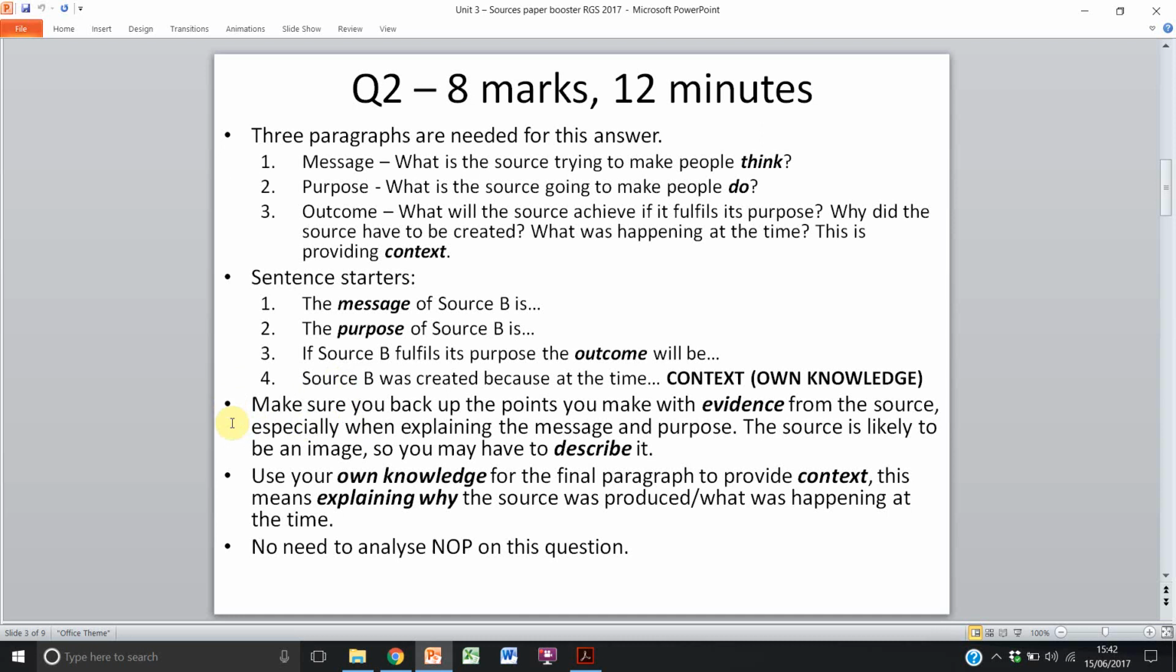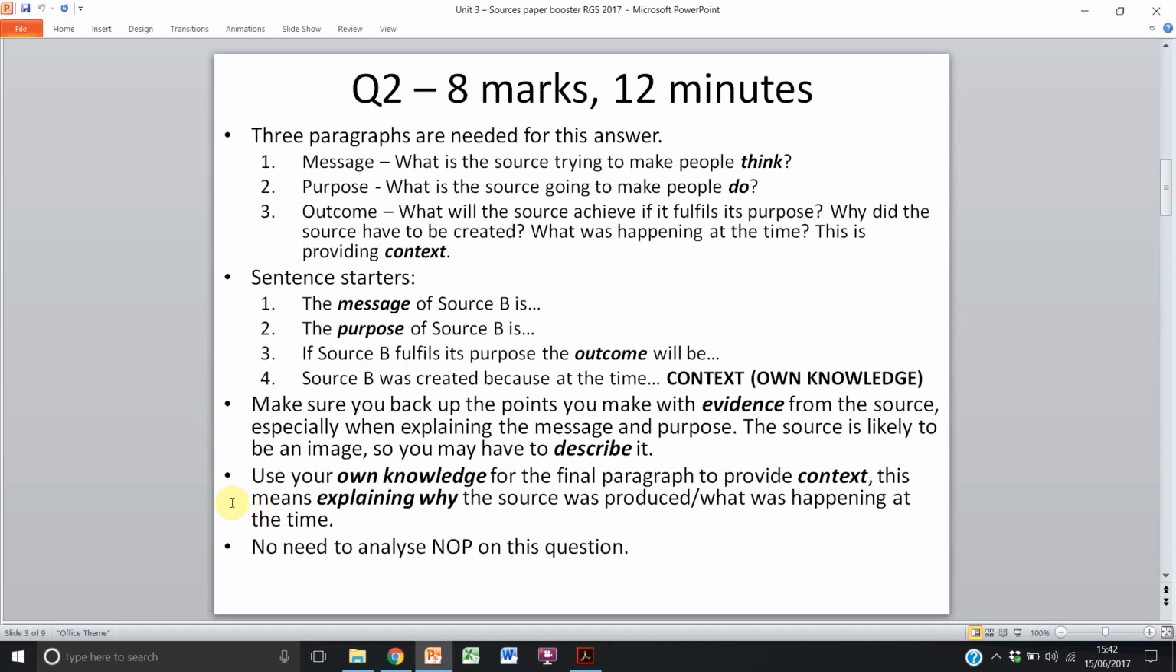For this question, you really need to make sure that you back up the points you make with evidence from the source. That's especially important when you're explaining the message. So what it's trying to make people think and the purpose, what it's going to lead people to do. The source is going to be a visual source. So it may be that you have to describe elements of it.